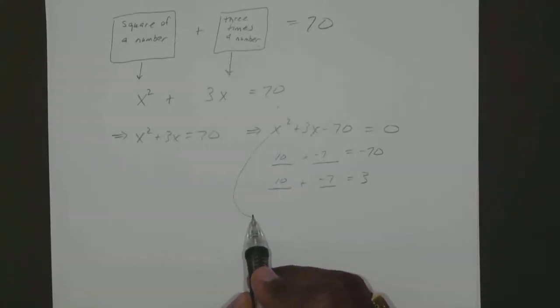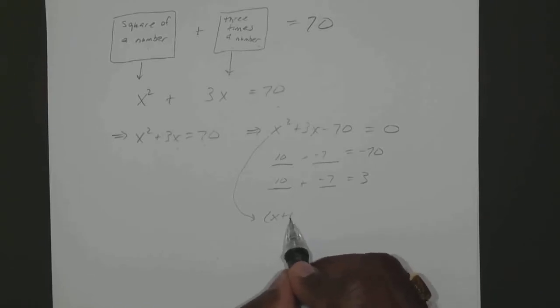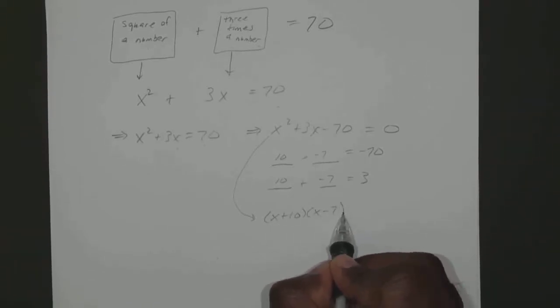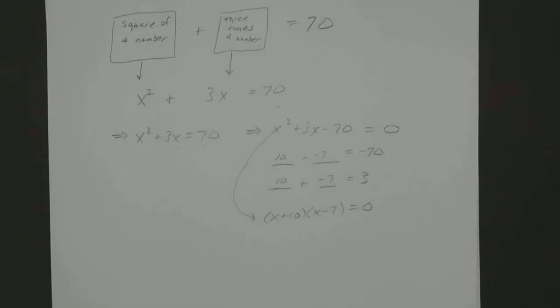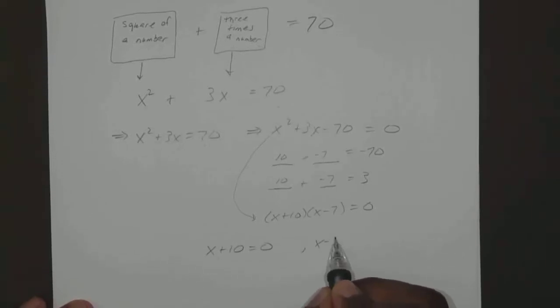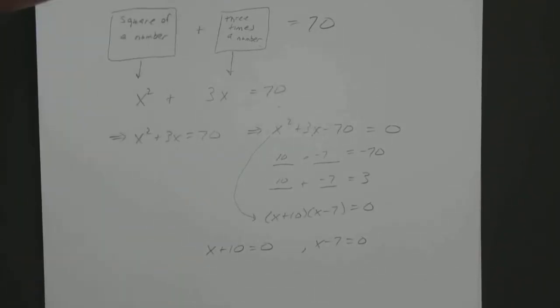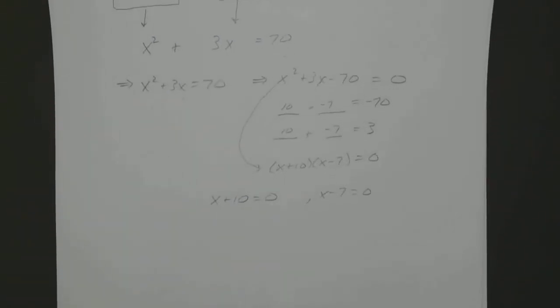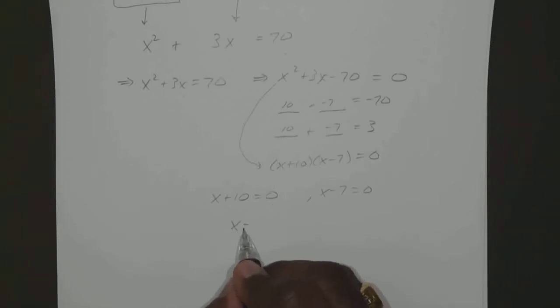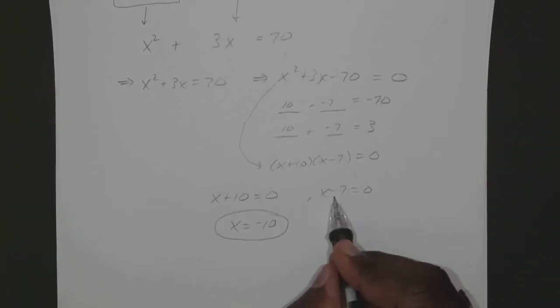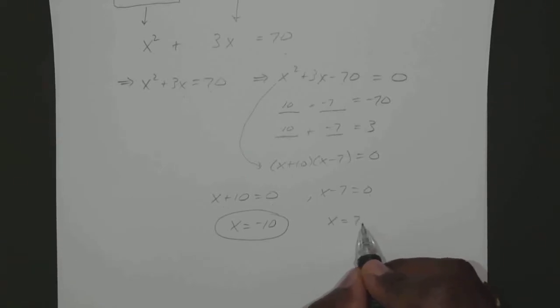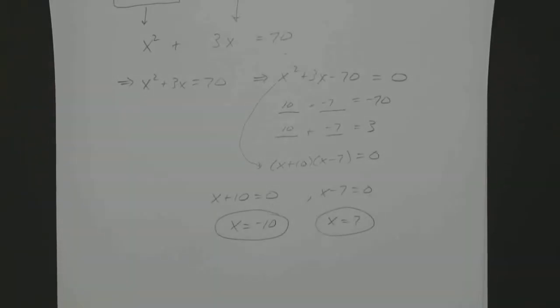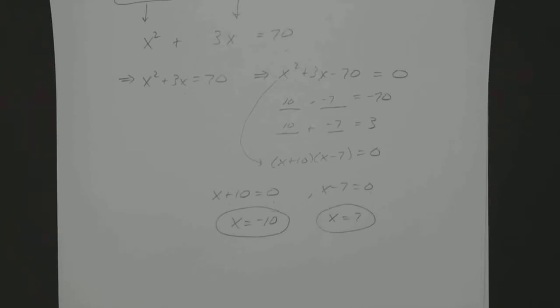Okay, so this just becomes x plus 10 times x minus 7 equals 0. Okay, so we just set them both to 0, x plus 10 equals 0 and x minus 7 equals 0. We subtract 10 from both sides. x equals -10. Add 7 to both sides here. x equals 7. All right, so any questions on that one?